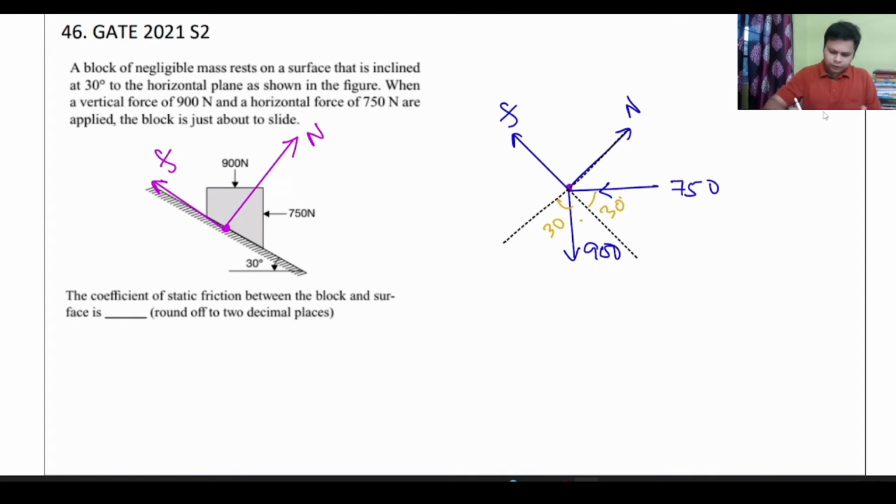So yes, okay, fine, great. Now I can write down the forces. I can resolve the forces. So I can resolve the 900 Newton into two parts. This is 900 cos 30, and this is 900 sin 30.